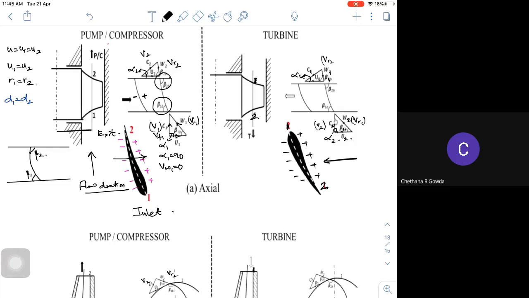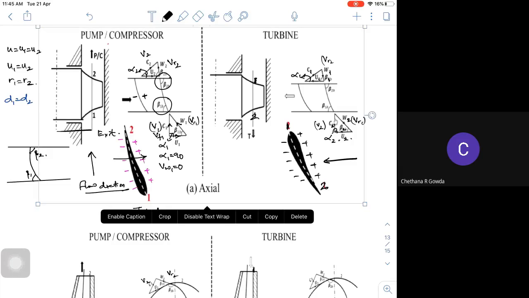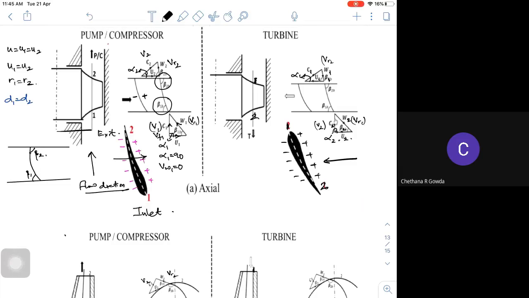Now look at this. My VR, whatever I told, should be in this direction, exactly in the same direction as that of your blade. It should be a vane congruent flow. For a vane congruent flow, this should be attached to it. Similarly, this should be exactly in the same direction. This is your VR at the exit. This is VR at the inlet.